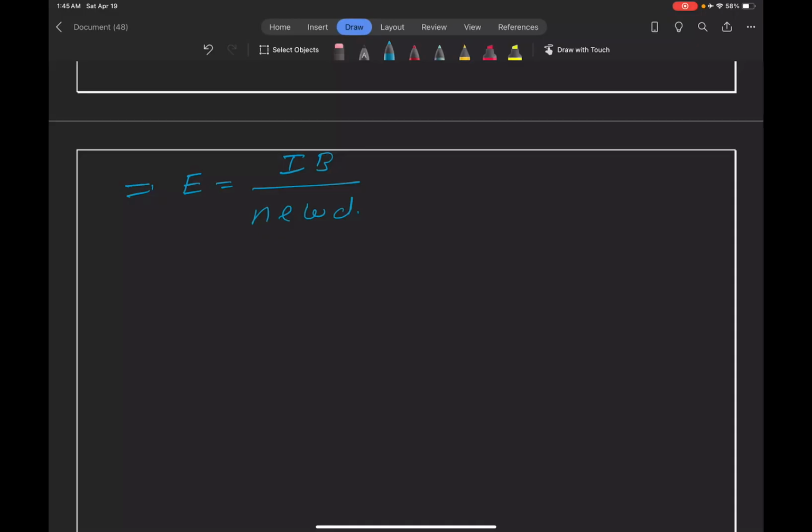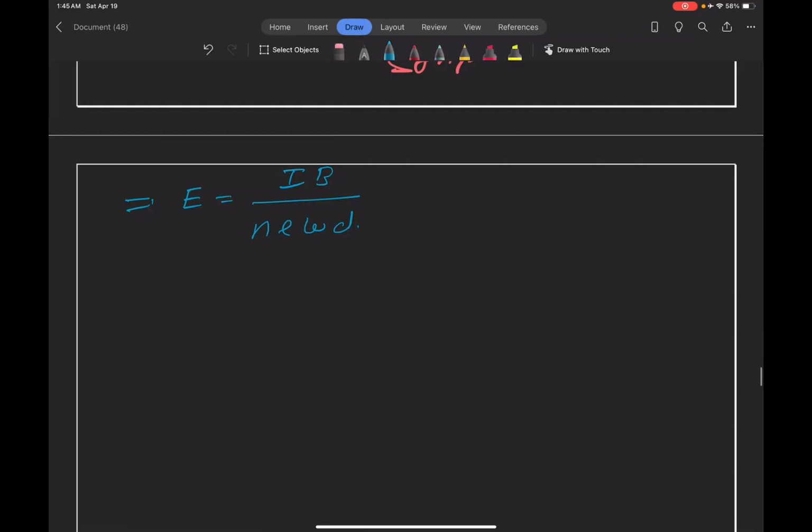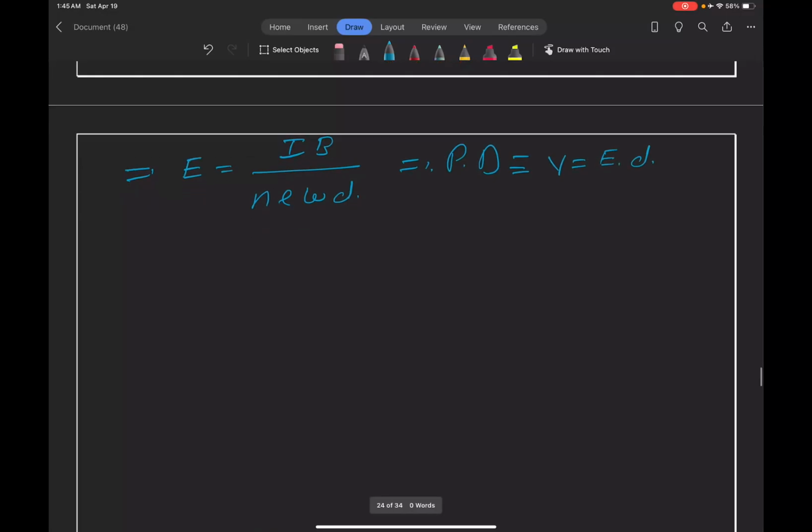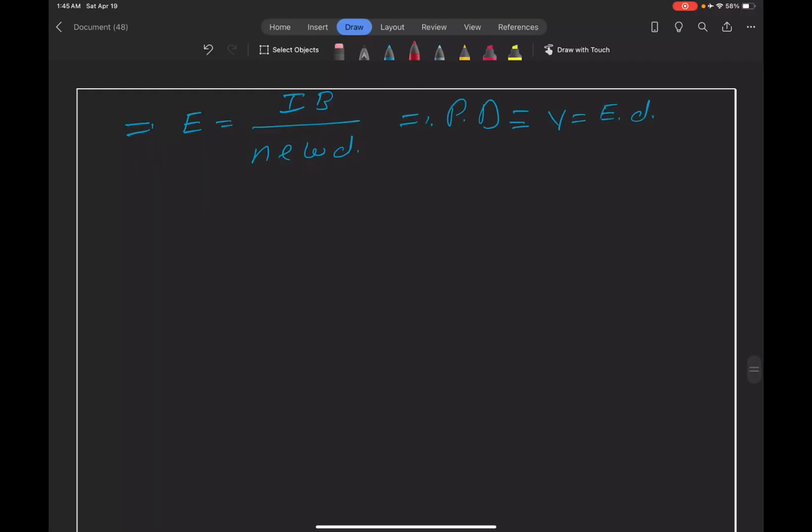And the potential difference across thickness D is given as V. So we can write that the potential difference, which is our V, will be equal to electric field multiplied by D. And from here we get potential difference V is equal to I B over NEW, and this is nothing but our Hall voltage.